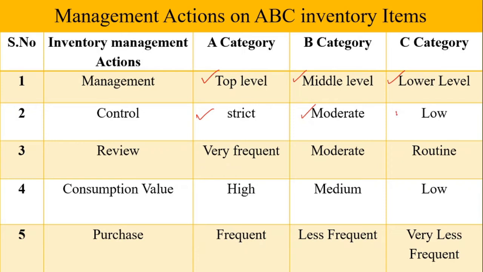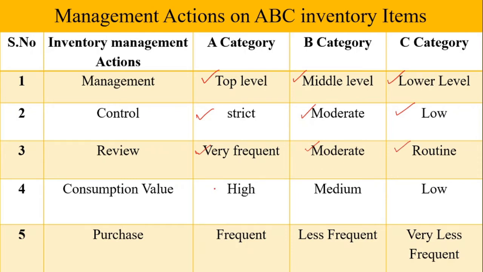In case of C, control is very low. Review: A category material is reviewed very frequently because it is a costly item, so we have to take care. That is the reason why we need to review the A category material very frequently, and B category material is reviewed moderately, and C category material is reviewed routinely by lower level managers.